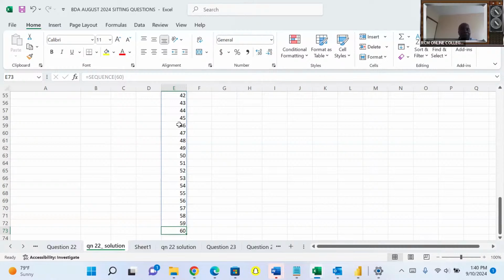Is there somebody who has been able to do that? I'm so sure most of your Excel versions are not 2021 or MS Office 365. Is there somebody who has been able to do exactly what Mwalimu has done here with sequence? You need the sequence functionality. I'm waiting to hear from you.